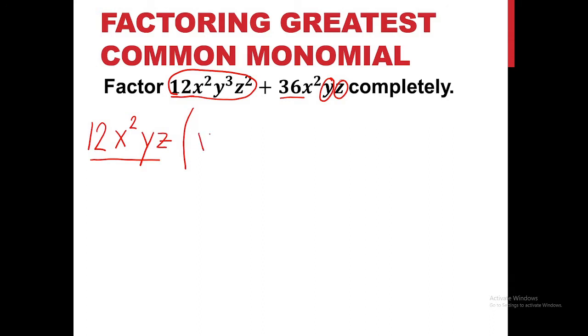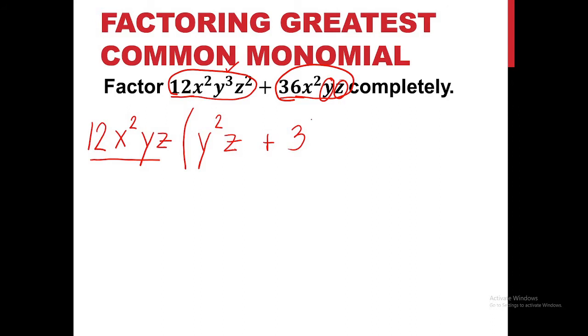Y squared. Take note, when you divide variables, you subtract their exponents. What about z squared divided by z? Z. Okay. Plus, again, I divided the first term with our common factor. Next, the same process. Divide the second term by the common factor. 36 divided by 12 is 3. And x squared yz is cancelled out with x squared yz.